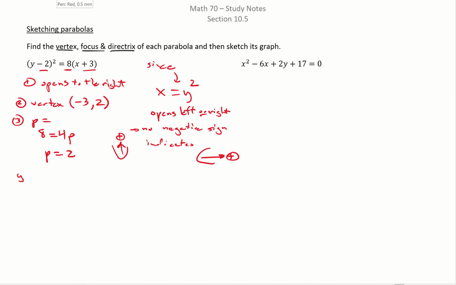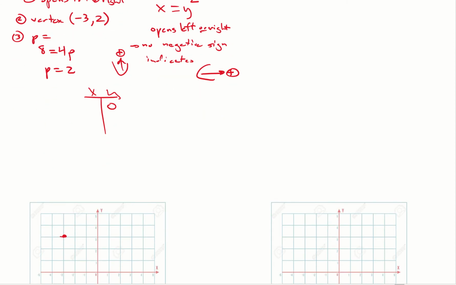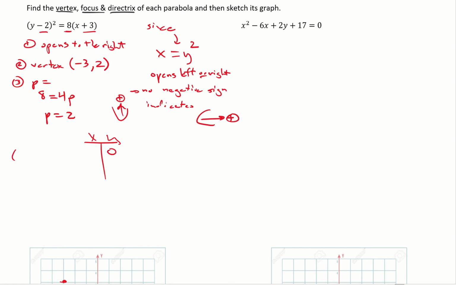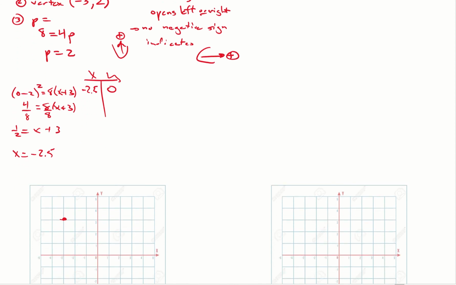I need an x and y coordinate pair, so I'm going to plug in 0 for y. I'm just choosing that out of the blue. What I'm doing is seeing where it crosses the x-axis, just for fun. So we have 0 minus 2 squared is equal to 8 times x plus 3. So this is 4. I might divide by 8, and I get 1/2 is x plus 3. So x is equal to -2.5. Okay, -2.5 for x. So we go back to our graph, and boy, is this one wide.